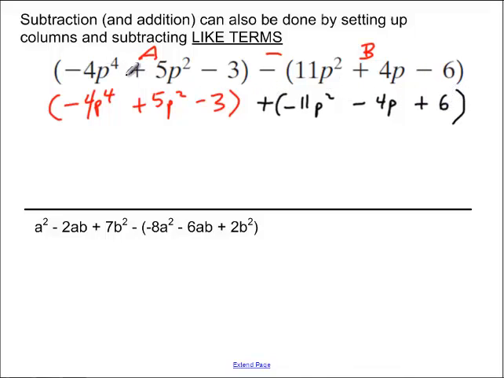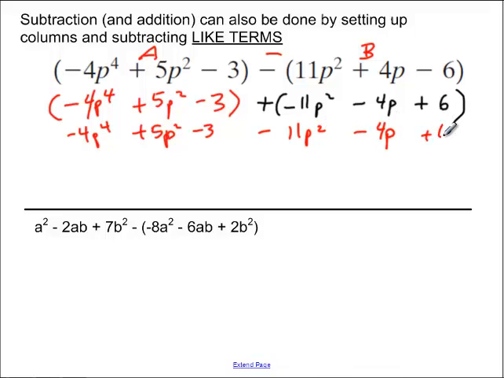And now we can say, here's our a polynomial, it didn't change. The subtracting changed to positive, so instead of subtracting b, we're adding the opposite of b. The opposite of b is the opposite of every single term inside b. And now the plus parentheses can go away, and let's just rewrite everything in terms of all the terms inside the polynomials. Here's our minus 4p to the fourth plus 5p squared minus 3 minus 11p squared minus 4p plus 6.